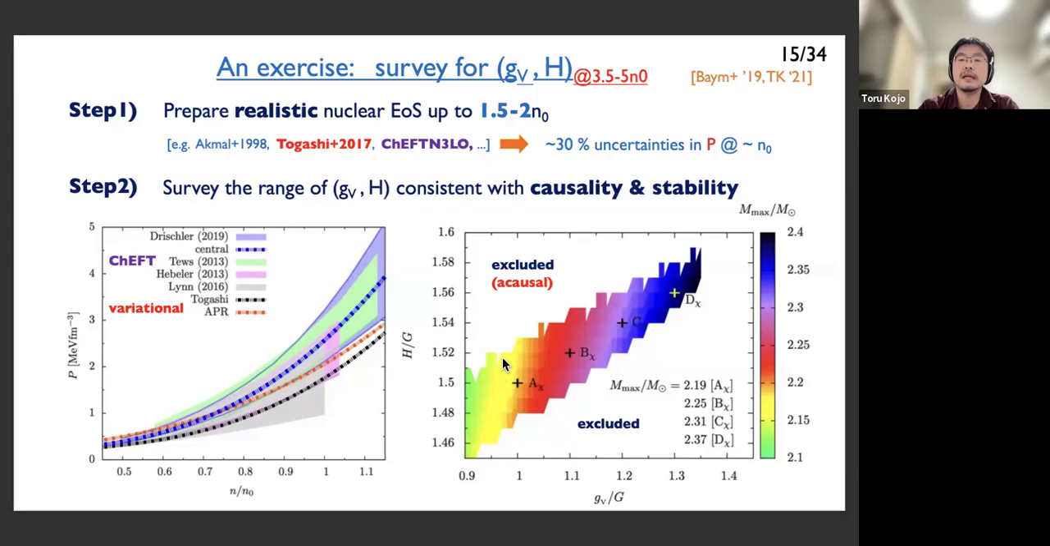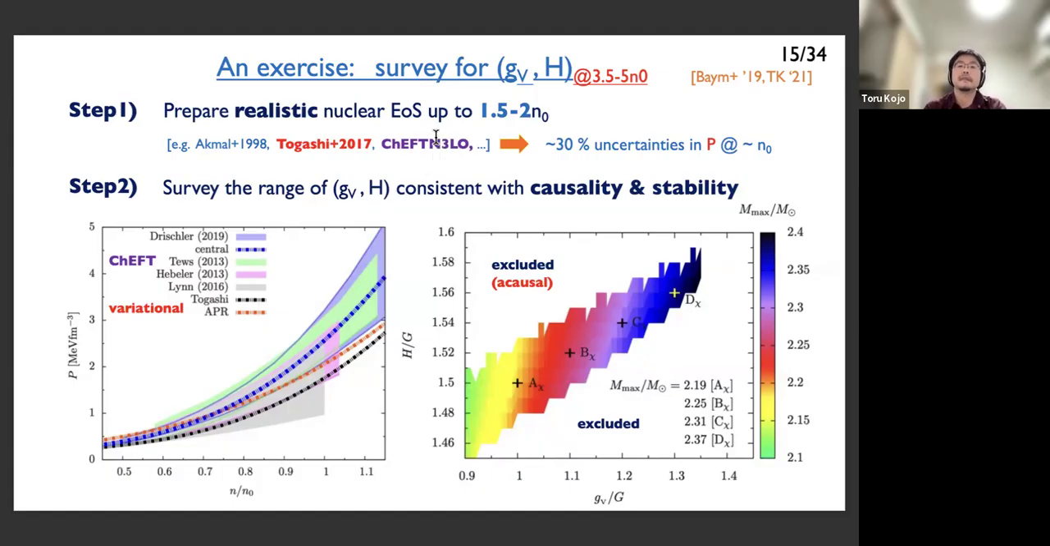Looking at the magnitude of H and GV, that is typically of order 1. On the other hand, the allowed range of variation is order 0.5 or so, or 10%, and that is reflected in the uncertainty in the pressure. In what follows, within this band, we consider what the possible M-R relation is, and it depends on our choice of nuclear equation of state.